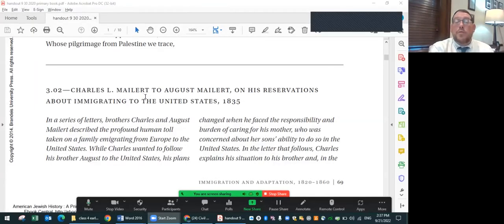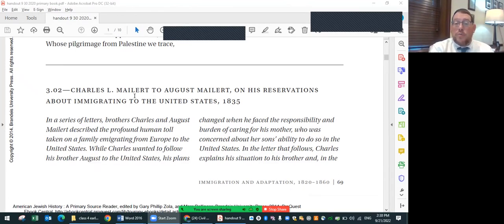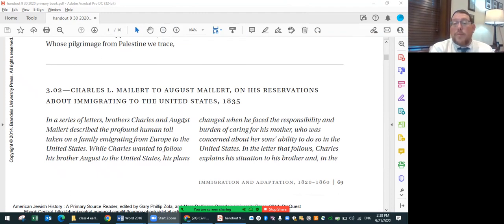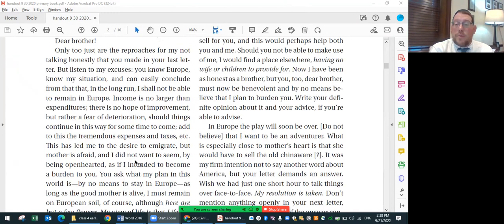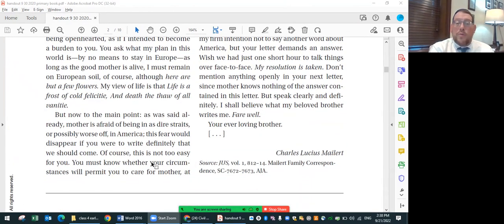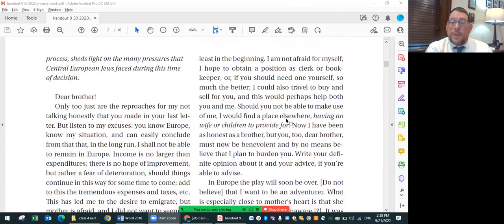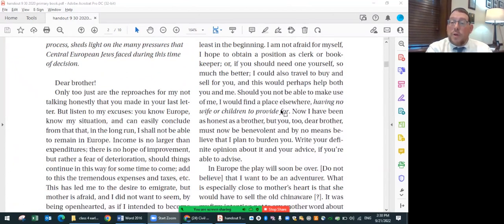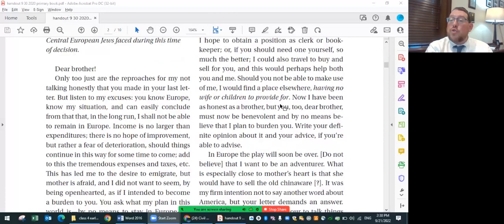So quickly, here you have a letter. Again, this is from our source book, chapter 3, source 2, a letter from one man, Charles, to his brother August, talking about America. We're talking about selling. You must know whether your circumstances permit you to... Hold on, this is not the one I wanted. I'm not afraid; I hope to take a position. I could also travel to buy and sell for you. I find a place having no wife or children to provide for. And this is exactly what we were talking about before.